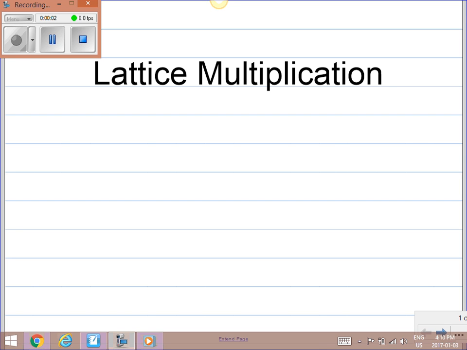Hi everyone, we're going to look at lattice multiplication next. Lattice multiplication is very similar to the box method that we're going to be looking at a little later. It is something that is likely quite new for a lot of parents. This was very new to me when I was in university, but it's kind of a neat method and students quite like it.